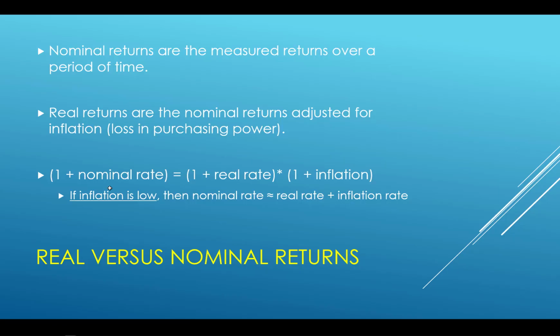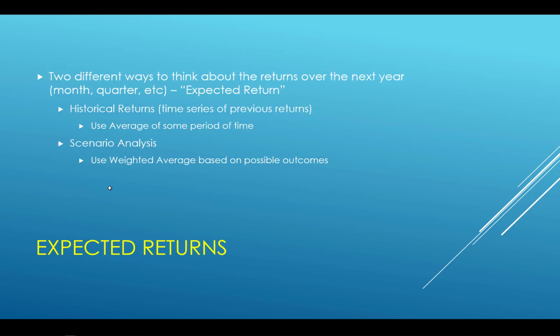Let's go back to the slideshow and see where we are. Expected returns, and we've got two different ways to think about returns over the next year, prospectively, looking forward. This is coming up with this notion of an expected return. We can either look at historical returns and look at an average over some period of time and use that to form our expectation of what the next period is going to look like. Or we can do something slightly more complicated and come up with a scenario analysis, where we use a weighted average based on some possible outcomes. This is probably much better explained looking at an example.